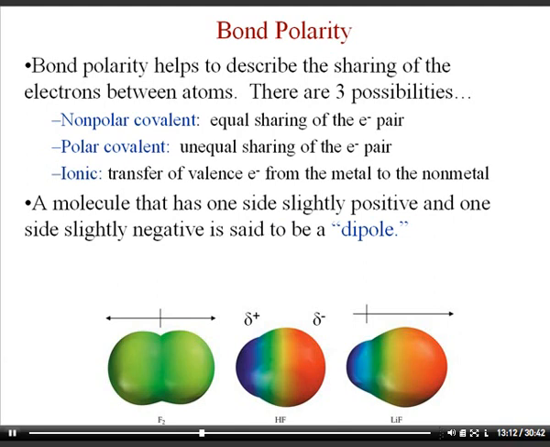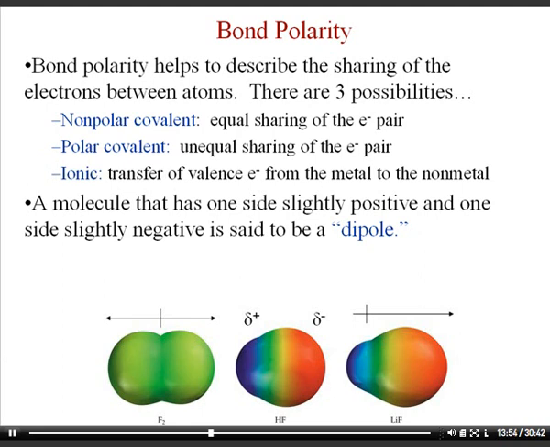Now, down below you have 3 pictures representing these polarities. So F2, the molecule, is perfectly nonpolar, but when hydrogen bonds to fluorine, there's more of an attraction for the electron pair on the fluorine side than the hydrogen side. So the fluorine side of the molecule becomes slightly negative, and then the hydrogen side becomes slightly positive. And there's a lowercase Greek letter delta that's shown on the screen. It's a delta positive and a delta negative. So one side is slightly positive, one side is slightly negative, and that's referred to as a dipole. So a dipole is another name for a polar molecule.